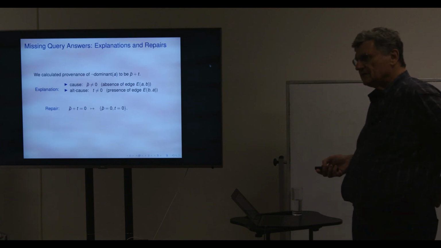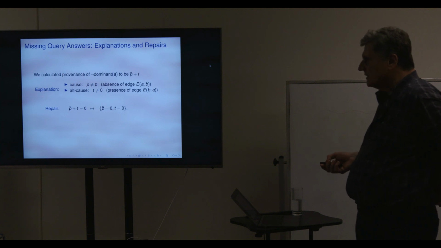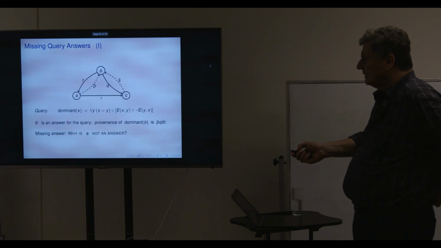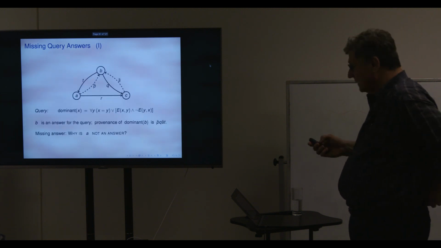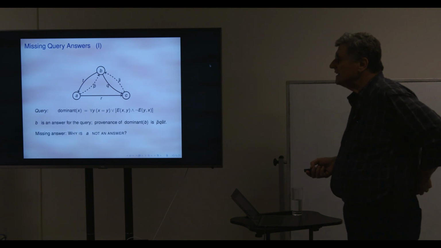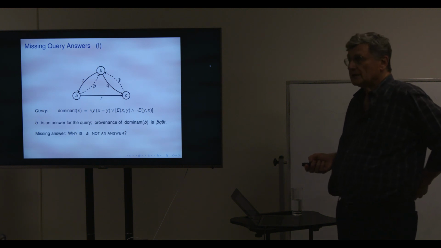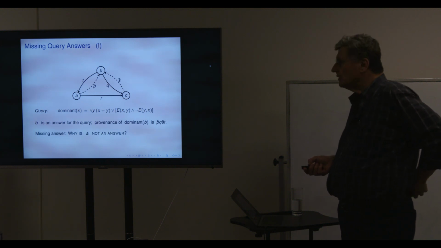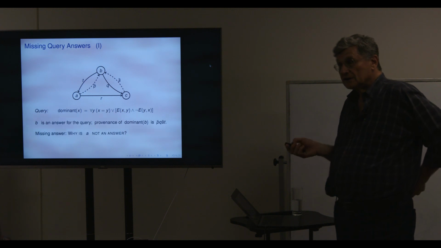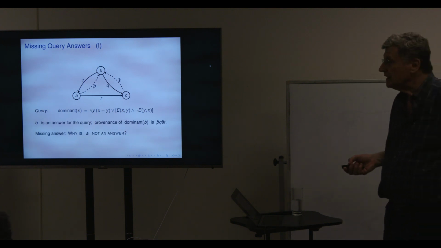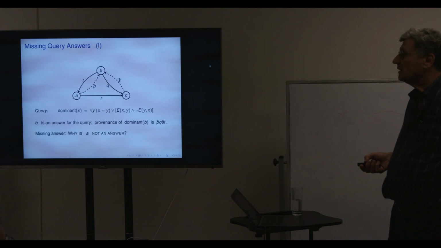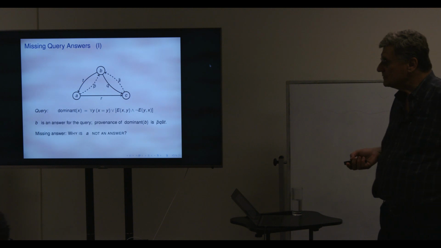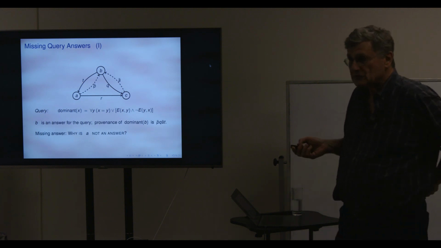But wait a minute, what does that mean? What does t equals 0 mean? So remember, the repair says p bar equals 0, t equals 0. Again, I should have repeated the picture, but here it is. Setting t equals 0 means deleting the edge from B to A. Setting p bar equals 0 means inserting an edge from A to B. Now look at this picture and agree with me that if I delete the edge from B to A and I insert the edge from A to B, that makes A dominant. Now, of course, B stops being dominant, but that's not the question asked.